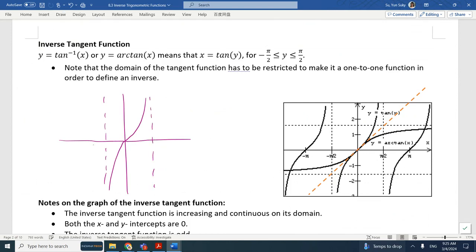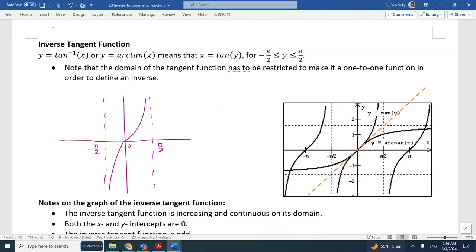Okay, so it's from negative pi over 2 to pi over 2. And do you see this guy? It's 1 to 1, right? This piece is 1 to 1. So we use this piece, flip it over the line y equals x. Sorry, the color is not so clear. But this is the tangent, and then this is the inverse tangent. Okay, everybody? So now you can see the domain of the tangent.